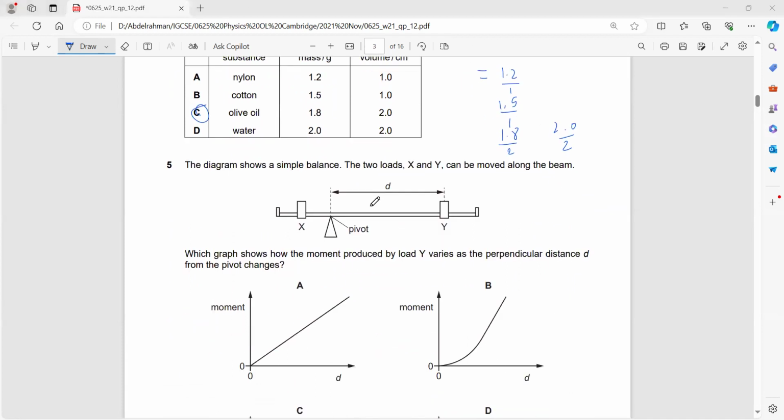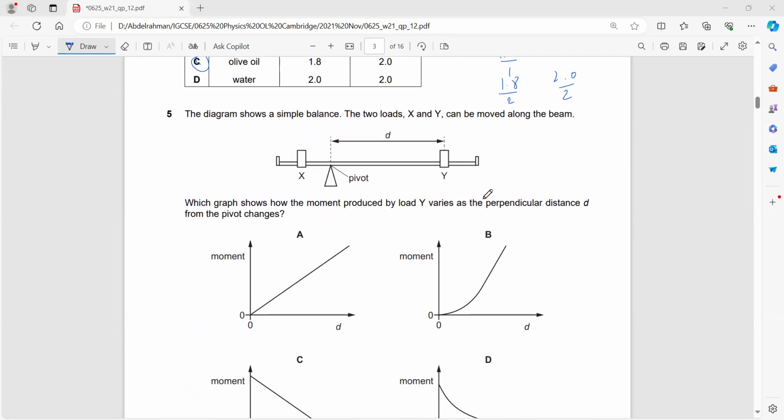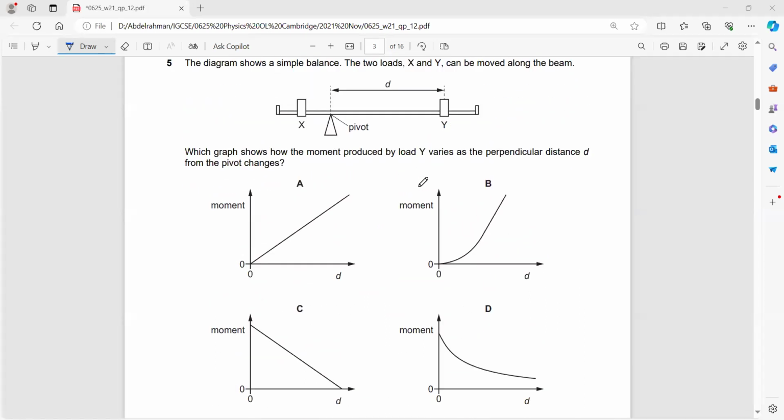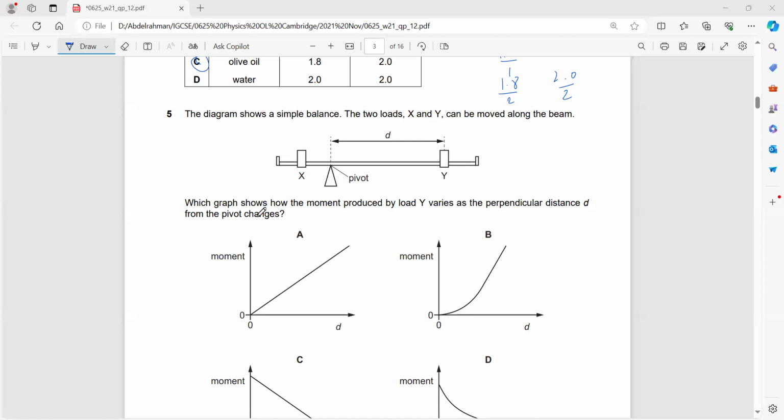We have two loads, X and Y, and we can move these loads. Which graph shows how the moment produced by load Y varies as the perpendicular distance from the pivot changes?